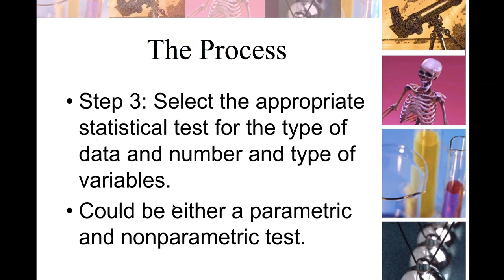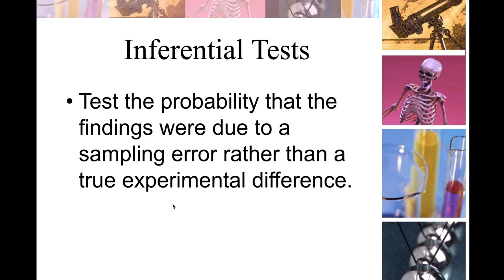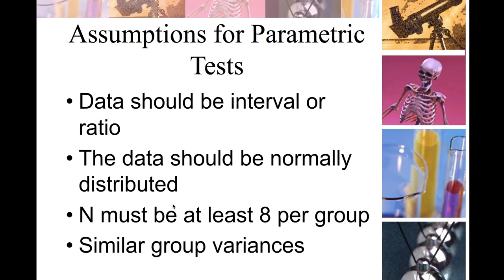We're going to select the appropriate statistical test, which we'll talk about in a second, for the type of data and number and type of variables that we have. It could be either a parametric or a non-parametric test. These are inferential tests, and they test the probability that the findings were due to a sampling error rather than a true experimental difference. So how do we know if 2 groups are different just because of random chance and sampling error, or if two groups are truly different because of our independent variable, our therapy, our drug, or whatever?